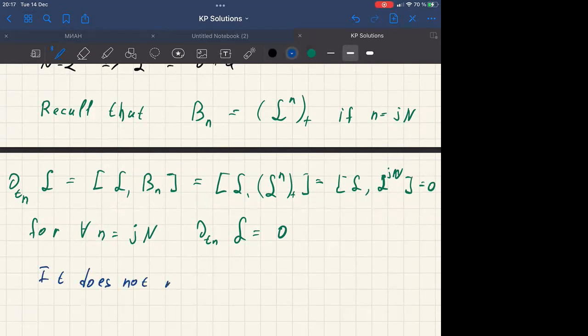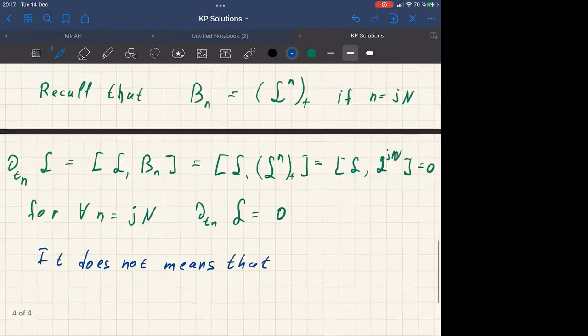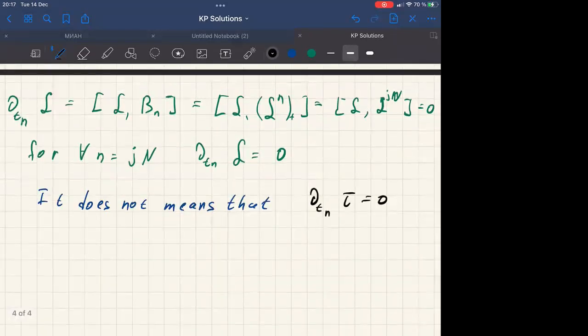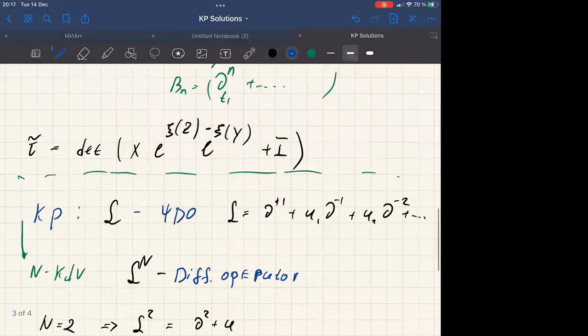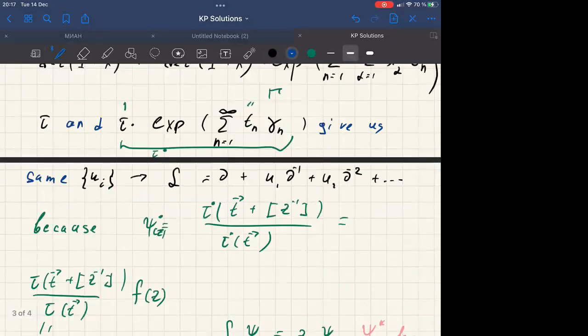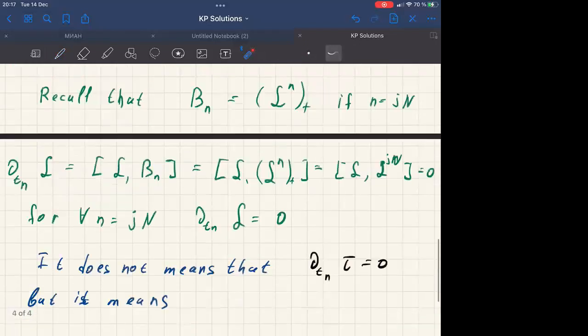This does not mean that dtn tau equals 0, but it is, since as we can see, we could multiply it by this gamma factor, and it just clearly gives us the same solution, but it also gives us a dependence on Tn.